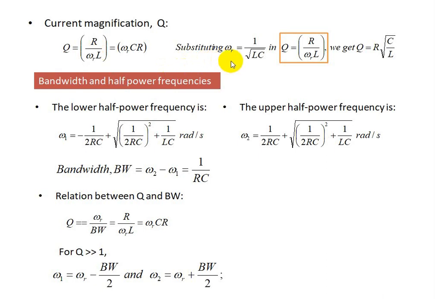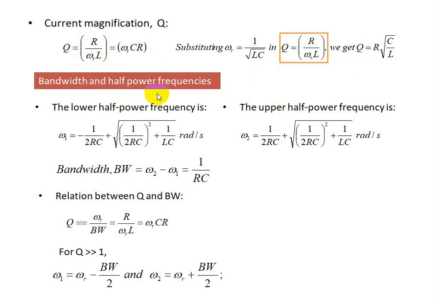If we substitute omega R equal to 1 by under root of LC in Q is equal to R by omega R L, that's this part, so we get Q as R into under root of C by L.